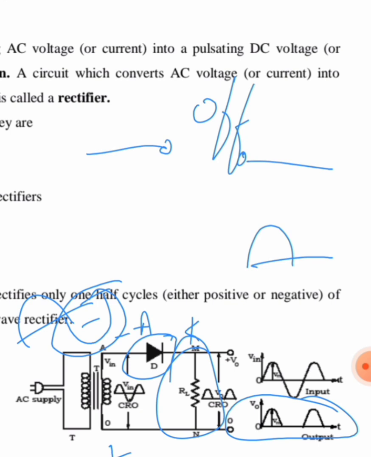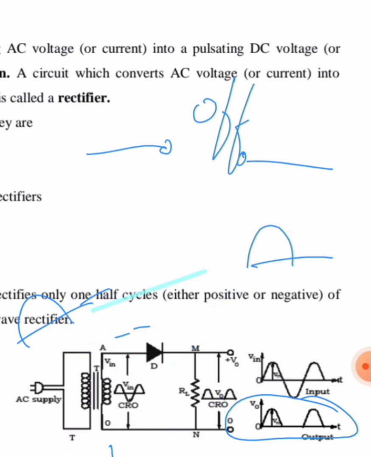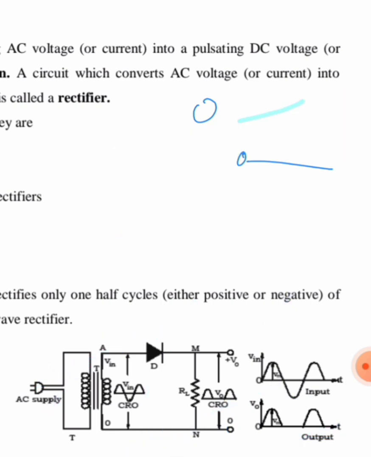So a half wave rectifier is nothing but a circuit which rectifies only one half of the cycle, eliminating the other half cycle.